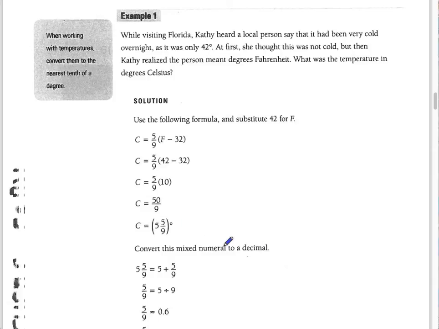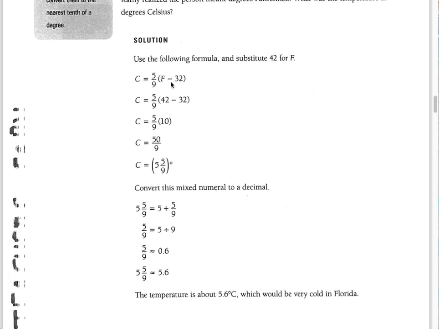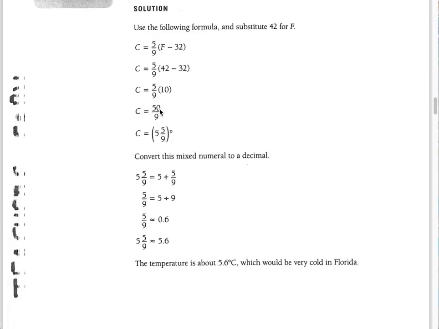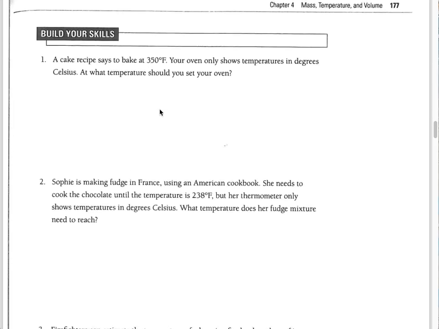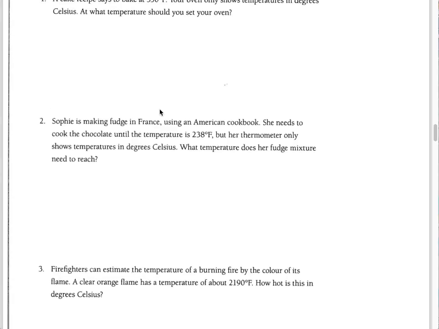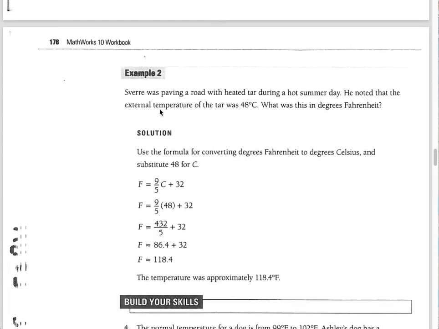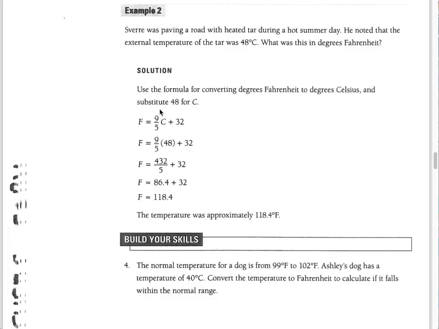Converting this mixed numeral into a decimal, basically you are taking your 5 and dividing it by 9, you're getting 0.6. So it's actually close to 5.6. Okay, so on this page down, you can use those formulas to do the first 3 questions there, and you can do that in class tomorrow, unless you want to try one of them right now. Pause the video while you do that.